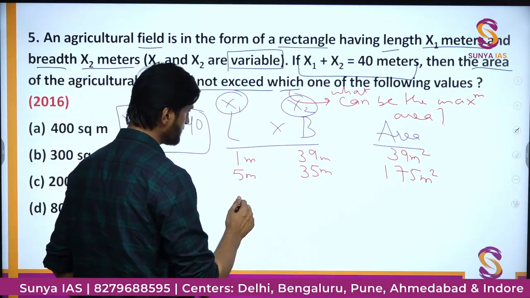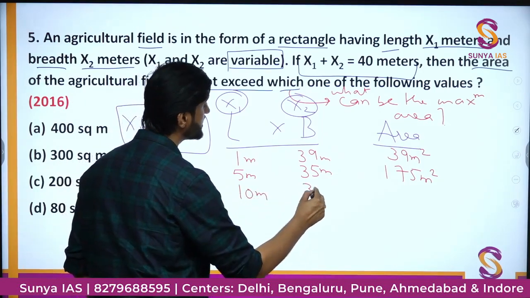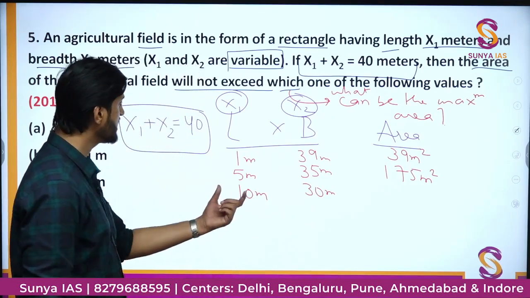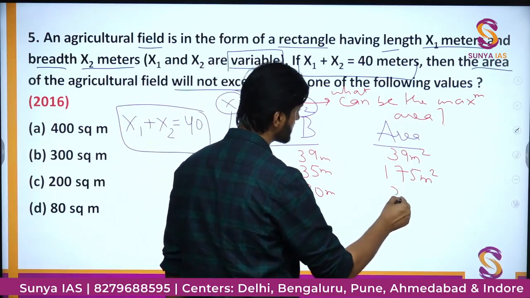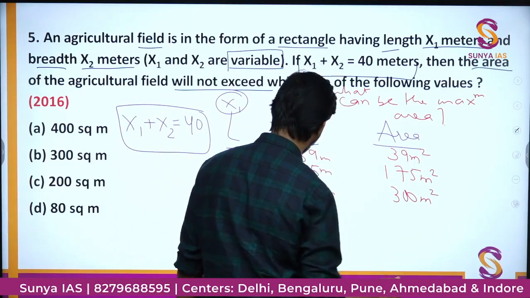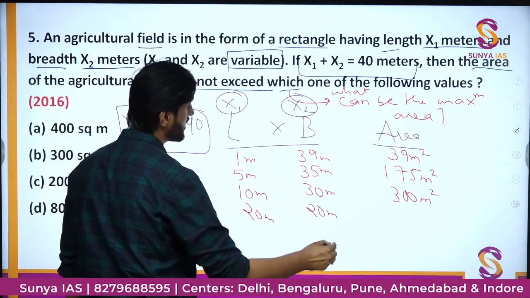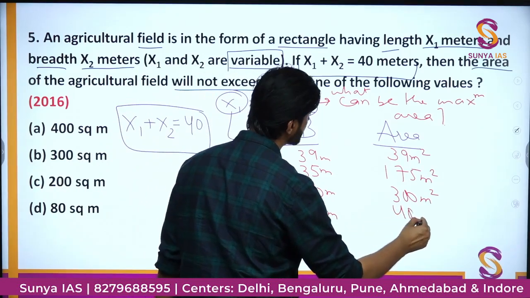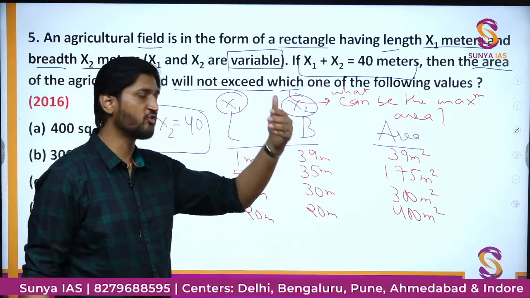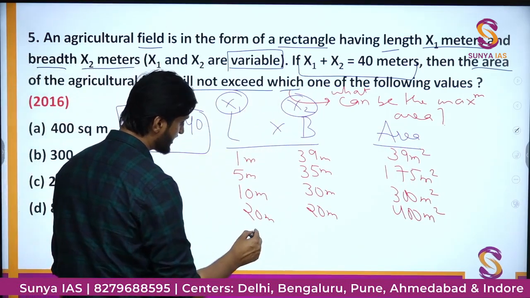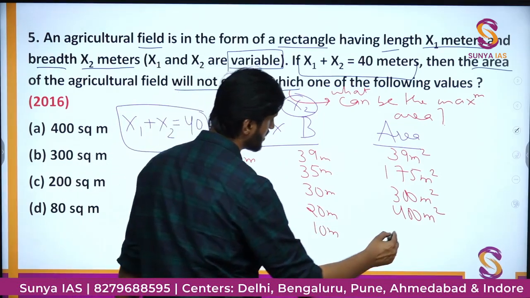Then after that we have, let's say, 10 meters and 30 meters. When we take these values of x1 and x2, we get the total area as 10 into 30, 300 meters square. Now let us take both of them as 20 meters and 20 meters. In this case the area will come out to be 400 meters square. After that, as you go further, let us make this 30 and this 10. It will again be equal to 300 meters square.